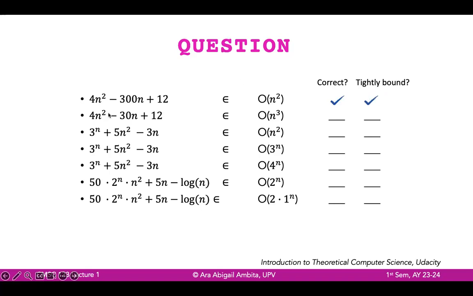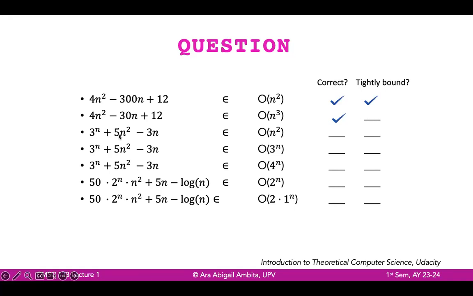So what about this one? 4n squared minus 30n plus 12, the same function, is bounded by O of n cubed. So we already know that this is n squared, and n squared is still bounded by n cubed. So this is correct, but it is not tightly bound. So how about the next one?